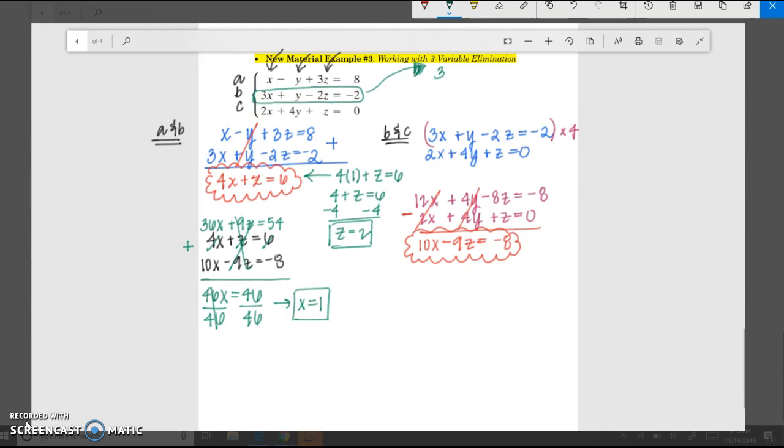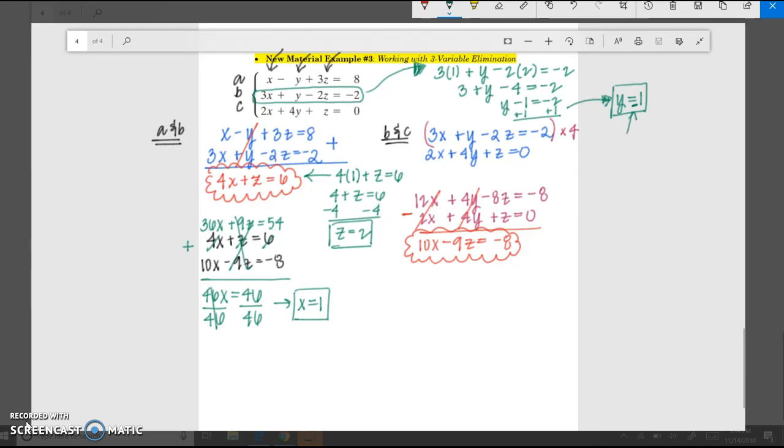So 3 times x is going to be 3 times 1 plus the y value minus 2z, so minus 2 times 2 is equal to negative 2. So this will become 3 plus y minus 4 equals negative 2. 3 minus 4, that's going to give me y minus 1 equals negative 2. And then if I add 1 to both sides, I'm running out of room. But negative 2 plus 1, my y is going to become, oops, there should be a negative in front there. So this is going to become negative 1. So make sure that negative's right there.